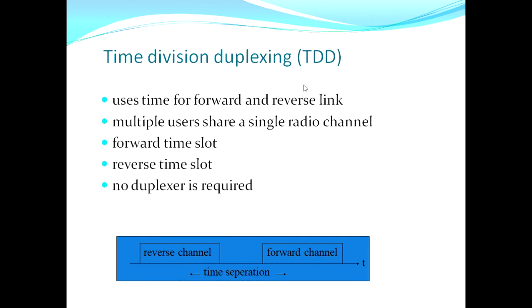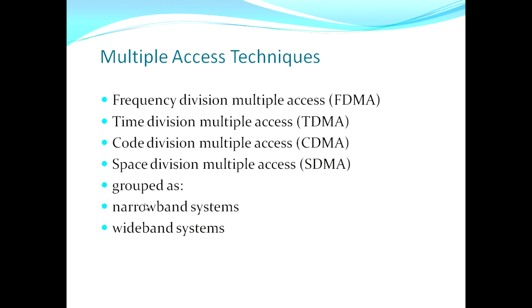Similarly, we have time division duplexing. It uses time for forward and reverse. Multiple users can share a single radio channel by assigning different time slots. So it needs two slots: one for forward communication and another for reverse communication. No duplexer is required. And there are different types of multiple access techniques, like frequency division, time division, code division and space division multiplexing.